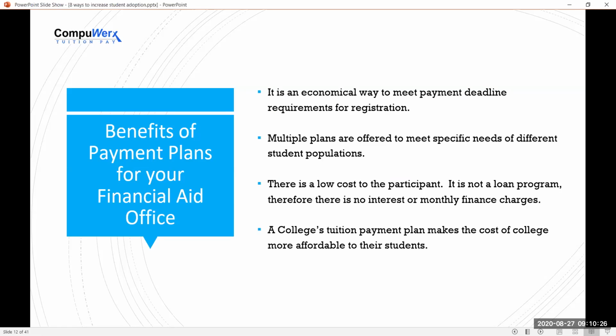It is economical to meet payment plan deadlines required for registration. Multiple payment plans are offered to meet the specific needs of your students, and there is a low cost to participate. Because it's not a loan program, there is no interest or monthly fee charged. A college's payment plan makes the cost of college education much more affordable for your students.